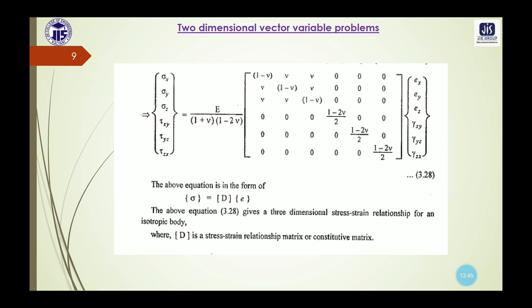Now there is a lengthy derivation, and finally the equation for the stress we are getting in this form, that is equation number 3.28. So here you can see the relation between the stress and strain. On the left hand side we have the stresses, and on the right hand side we have the strains. It is the column matrix of the strain. So this equation 3.28 is in the form of sigma equals D into epsilon. So it gives a three-dimensional stress-strain relationship for an isotropic body. Now here D is the stress-strain relationship matrix or the constitutive matrix.